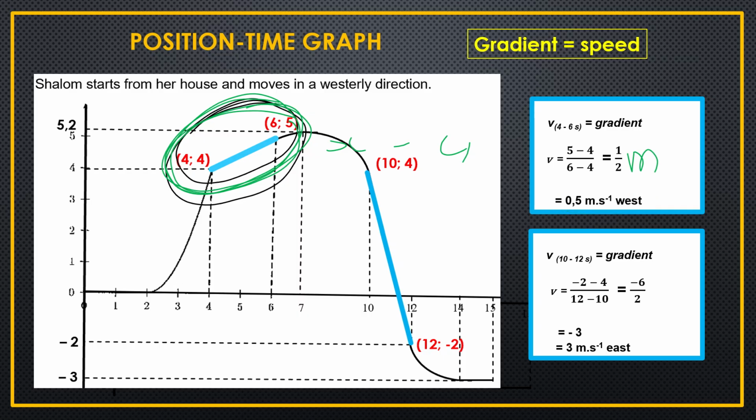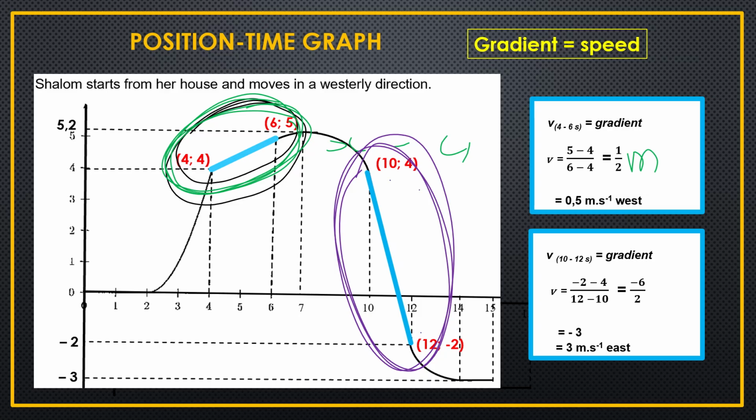So for the second line, I work here. So again, I have x1, y1, x2, y2. I calculate the gradient between 10 and 12 seconds. It must be a negative answer, because a line like this represents a negative gradient mathematically. So I got -3 for my gradient, and now we need to interpret the answer scientifically.